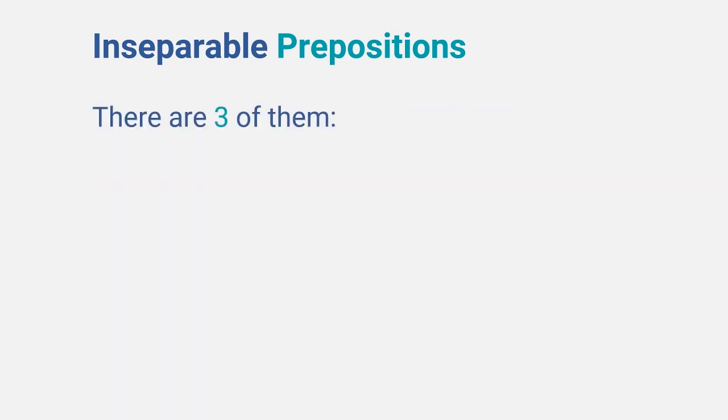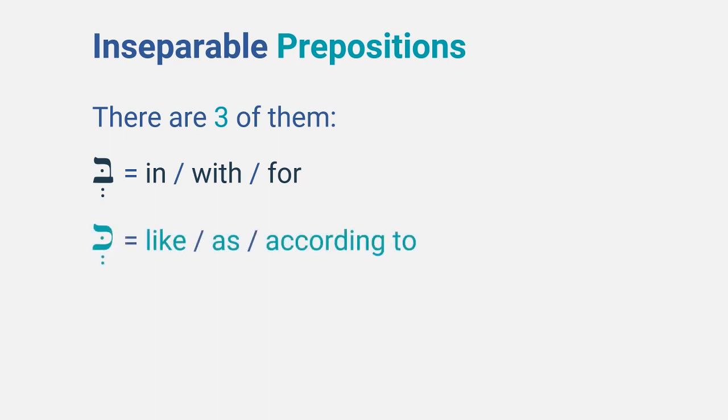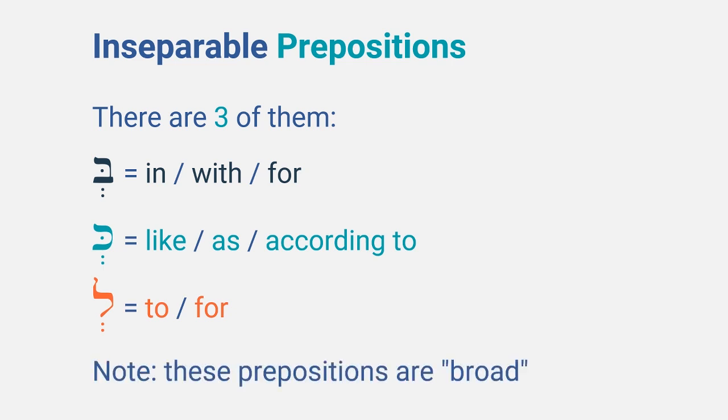As for the inseparable prepositions, Biblical Hebrew has 3 of them. Be, which means in, with or for. Ke, which means like, as or according to. And le, to or for. As you can see, these prepositions have a rather broad range of possible translations.